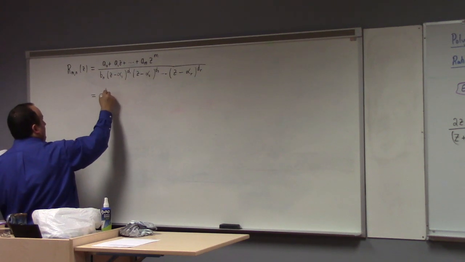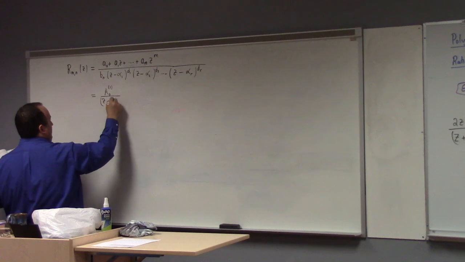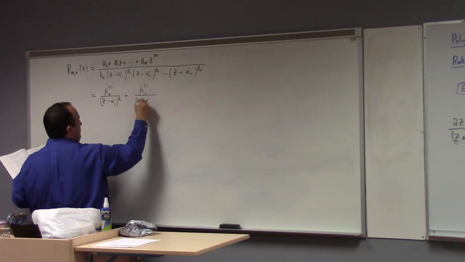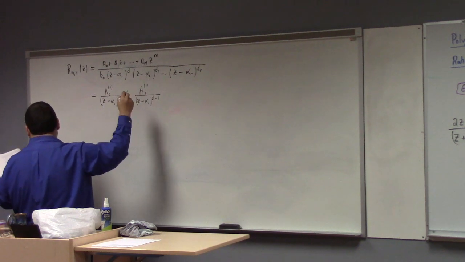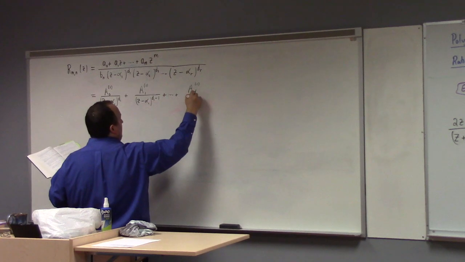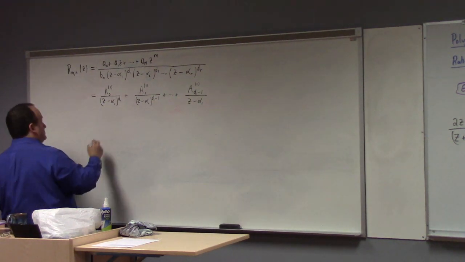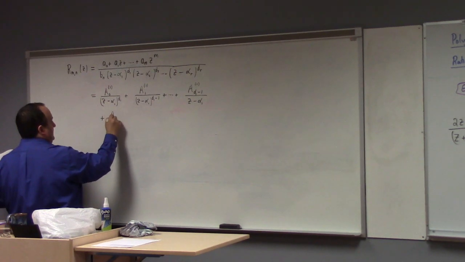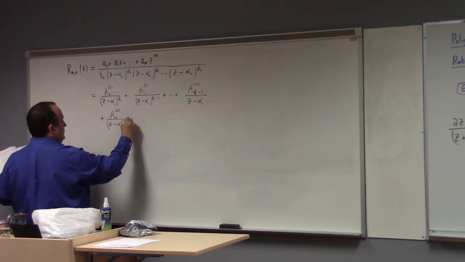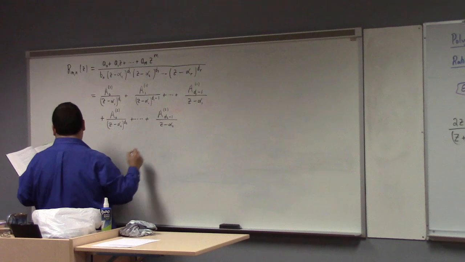You can write it as a_0^(1) over (z minus alpha 1) to the d1 power, plus a_1^(1) over (z minus alpha 1) to the d1 minus 1 power, plus dot, dot, dot. Eventually you get to a^(1)_(d1 minus 1) over (z minus alpha 1), just like that. Then comes the next one: plus a_0^(2) over (z minus alpha 2) to the d2 power, plus dot, dot, dot. Eventually you get to a^(2)_(d2 minus 1) over (z minus alpha 2). And this goes on.